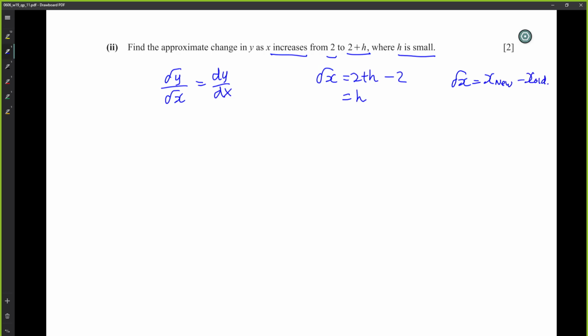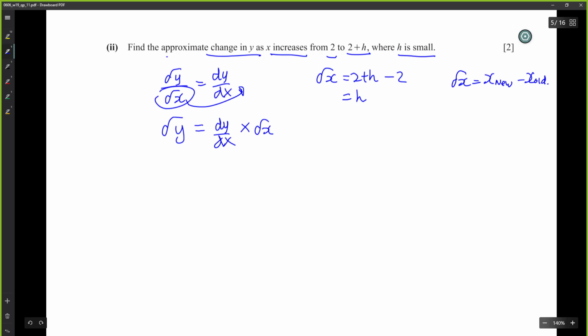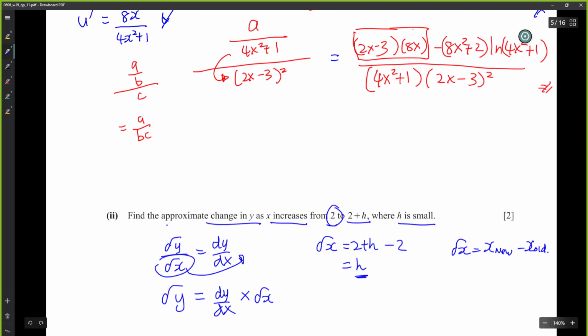Alright, so then the question asked me to find the change in y, right? So change in y equals dy/dx multiplied by change in x. I just throw my change in x on the other side. So nothing special here. dy/dx I have on the top here, and the change in x I have is h. But of course I'm not going to insert the whole complicated dy/dx straight away, because I know my original value of x is 2. So I will substitute 2.